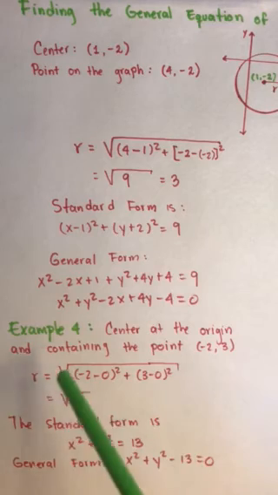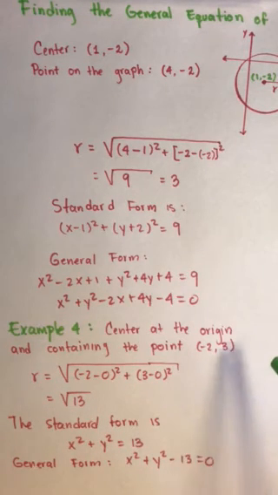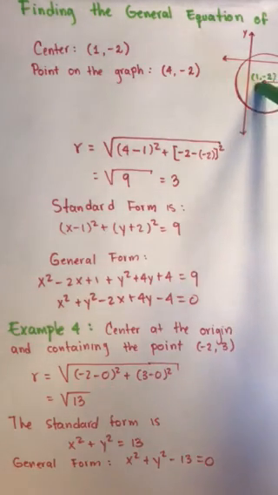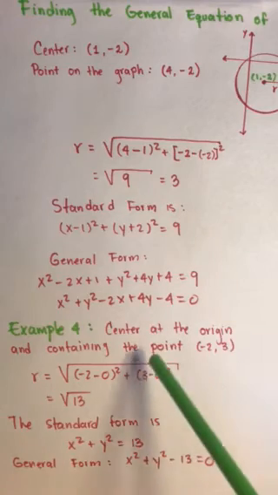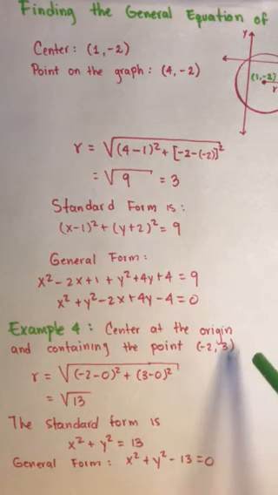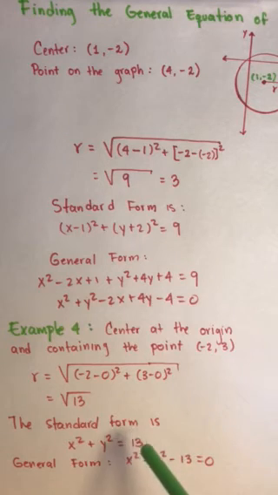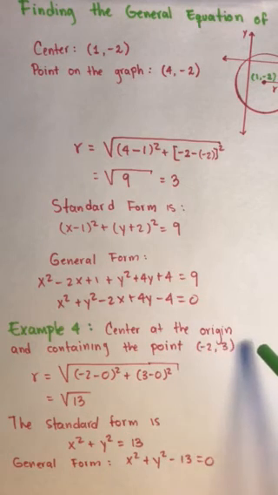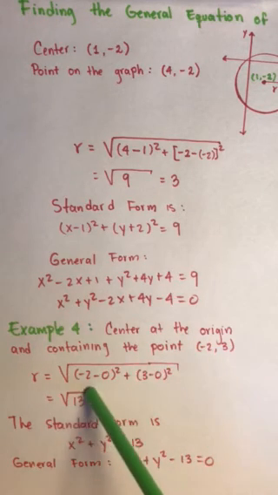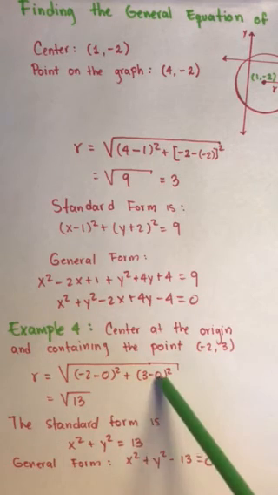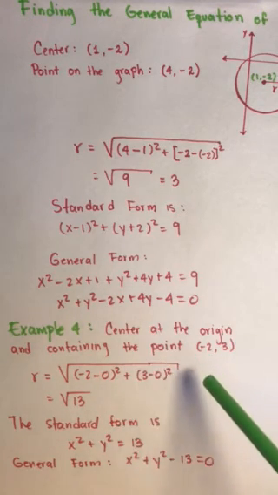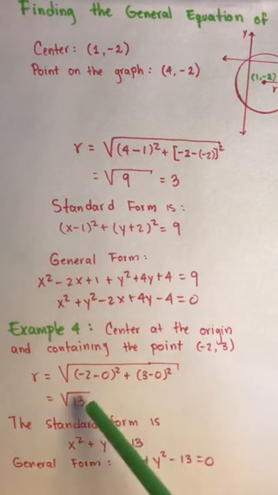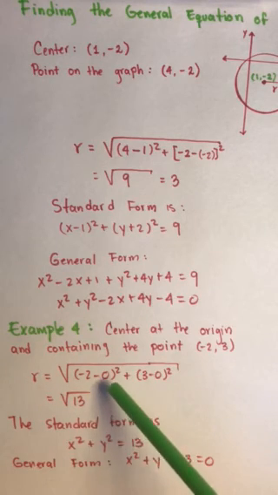Okay, example number 4. Now we have a circle with the center at the origin, so the center is (0, 0), and containing the point (-2, 3). Now we need to find the distance between (-2, 3) and (0, 0). In order to do that, we get negative 2 minus 0 squared plus 3 minus 0 squared. So it will be negative 2 times negative 2, you get 4, plus 9 equals 13. So we have a square root of 13.